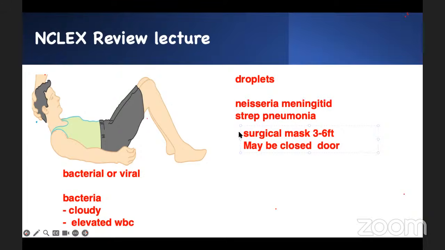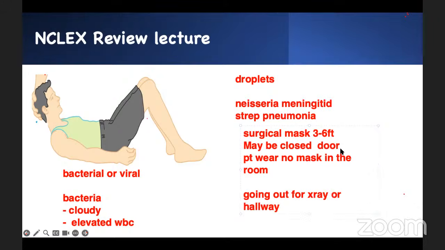There's no need to close the door completely for a patient who is on droplet precaution. That is the best thing. That's how they can trap you with that. The door may, the word is may, but not must be closed, right? This is a surgical mask for who? The nurse, okay? This is for the nurse. The patient wears no mask in the room. The only time the patient wears a mask is going out for X-ray or in the hallway. That's all. Anywhere, surgical mask. It's not N95. You don't need a negative pressure room. You don't need a negative pressure room.